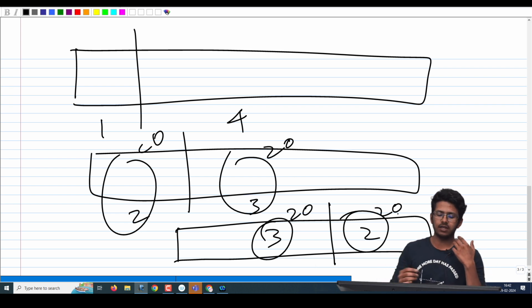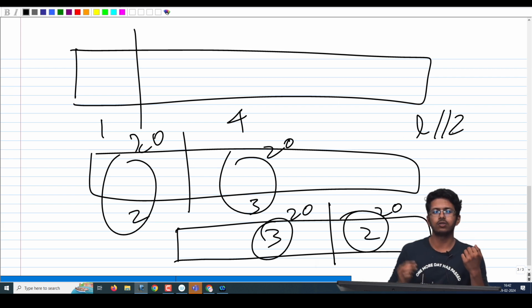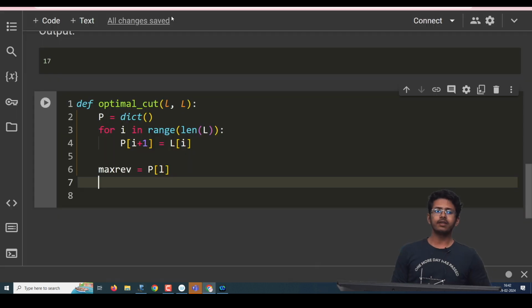So now we have an understanding that our iterations can just be up till L by 2, right? So we can go up till half the length of the rod to find the counterpart. So when we get 2 as one part, we already know that L minus 2 is going to be the other part. When we have 1 as one part, we know L minus 1 is going to be the other part. So that is what we'll be using to iterate. So now we'll make the iterations. So for cut in range of 1 comma L by 2 plus 1. So we already discussed that we'll be going up till length by 2. So this will be our iteration range.